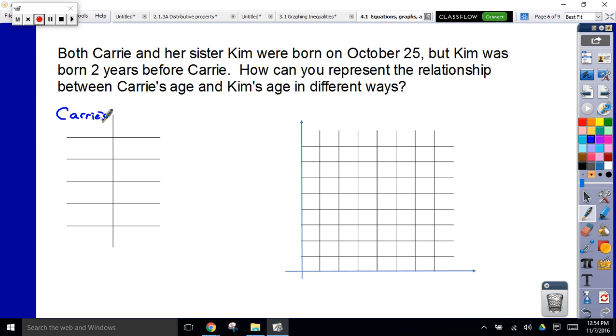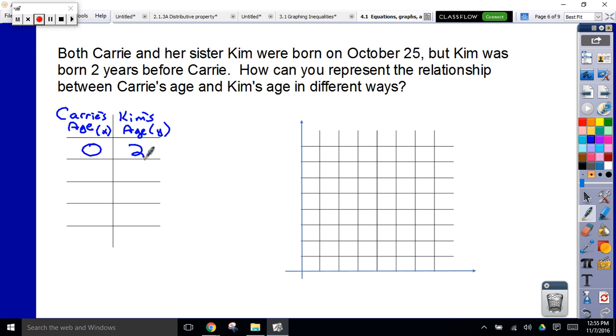Wait, you put this in this side? On the left side, I'm going to put Carrie's age, that's going to be my x. Kim's age is going to be my y. Okay, so when Carrie was born, so let's say she's 0 because it's her birthday. So she's born that day. How old is Kim? Elliot. 2. She would be 2.